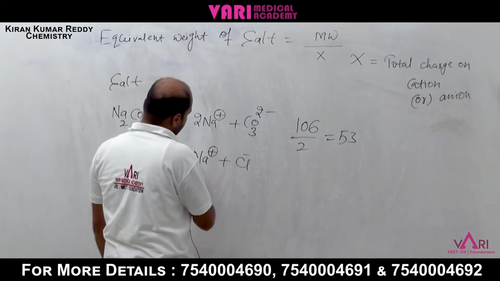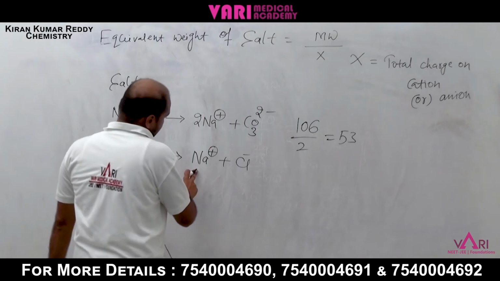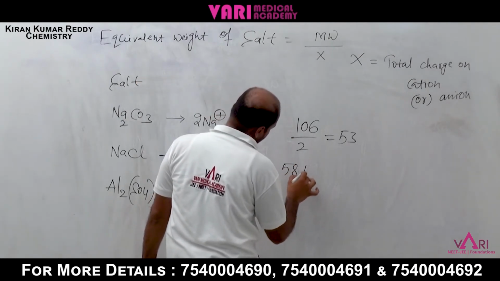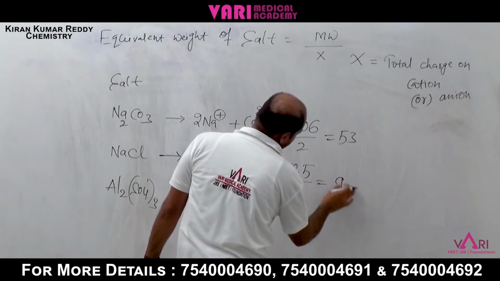If you take this one, it is 23, and this one is 35.5. 23 and 35.5 means 58.5 by 1, that is equal to 58.5.